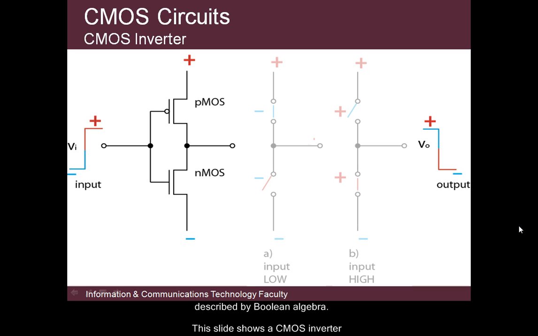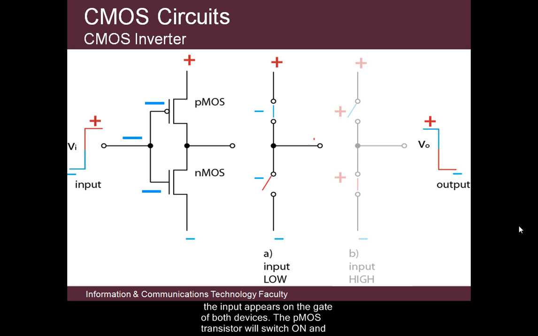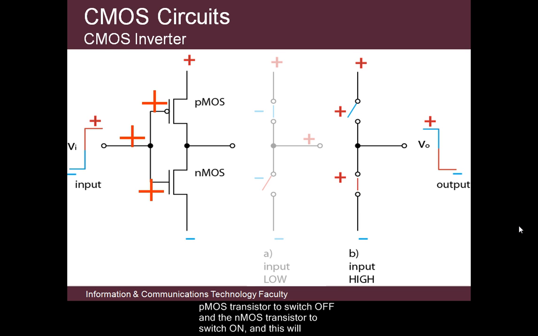This slide shows a CMOS inverter circuit, the P-type transistor at the top and an N-type below it. Now, a negative voltage applied to the input appears on the gate of both devices. The PMOS transistor will switch on, and the NMOS transistor won't. And so this connects the output to the positive terminal as shown in figure A. However, a positive voltage applied to the input, and hence to both gates, will cause the PMOS transistor to switch off and the NMOS transistor to switch on. And this will connect the output to the negative terminal as shown in figure B.